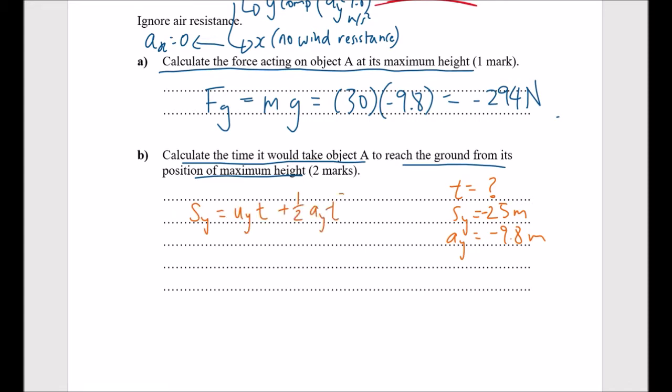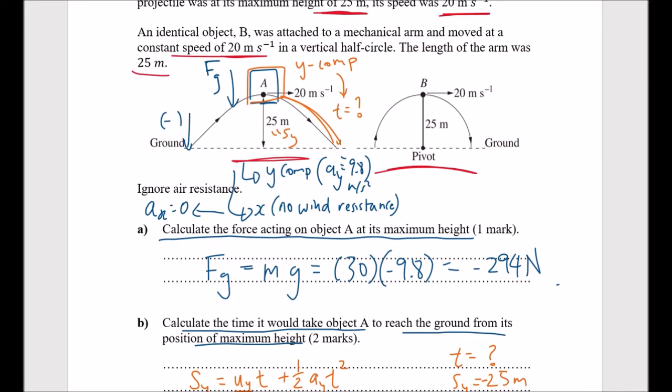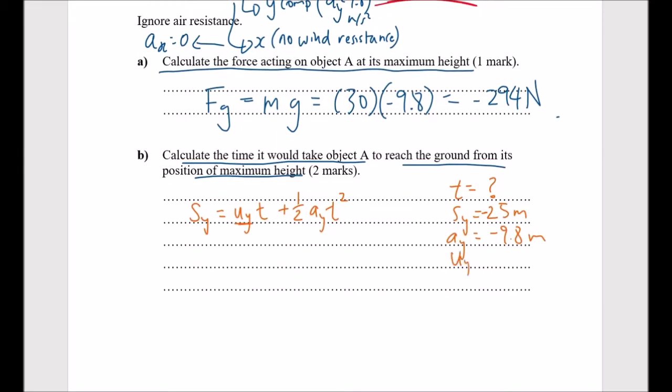It's s equals u y t plus half a t squared. Now some of you might be thinking, but what is u y? Well, if you recall, if a projectile is going up, up, up, at this very peak here, its velocity is 0. Well, what's this 20 for? This 20 is for the horizontal component. Remember, the horizontal and the vertical components are independent of each other, so it won't affect our trip time. So u y in this question is 0 meters per second.